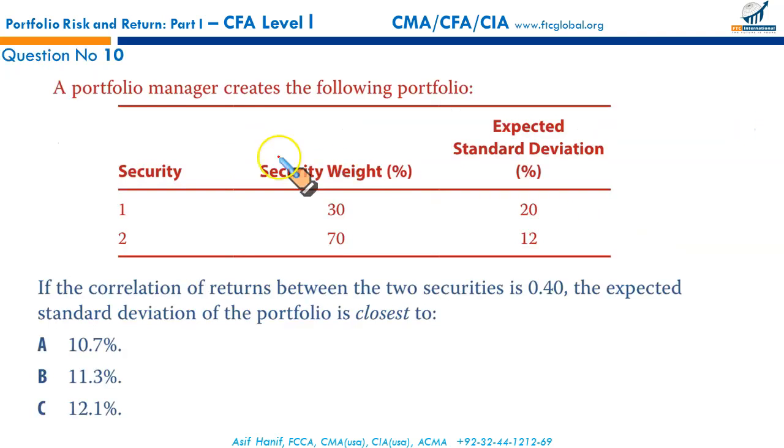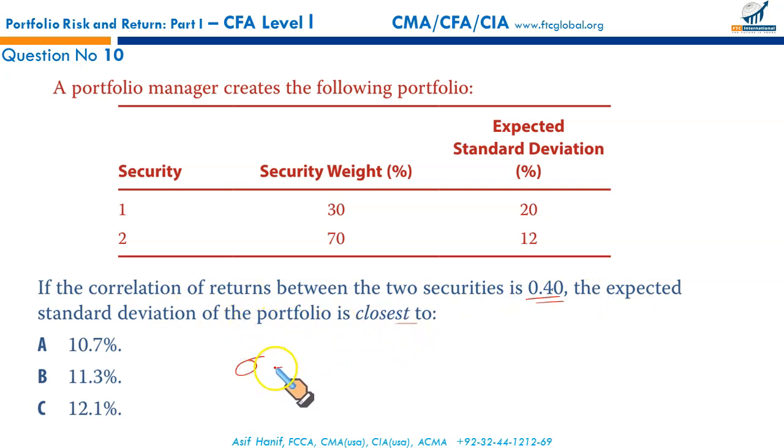Next. A portfolio manager creates the following portfolios with security 1 and 2 with the weight being 30 and 70 and expected standard deviation 20 and 12%. If the correlation of return between the two securities is 0.4, the expected standard deviation of the portfolio is closest to. We know the formula.